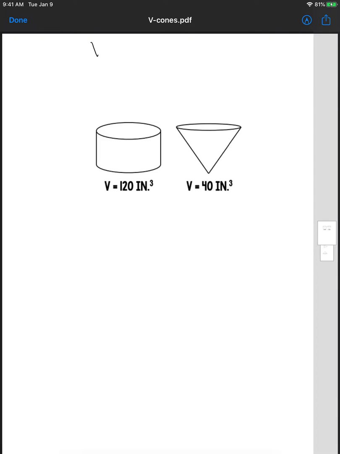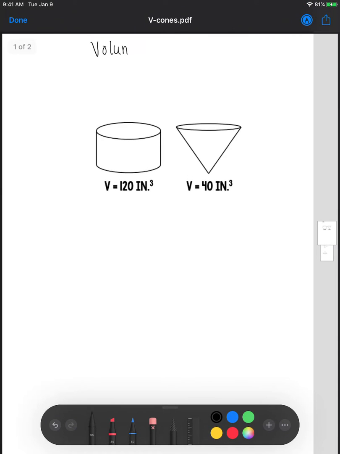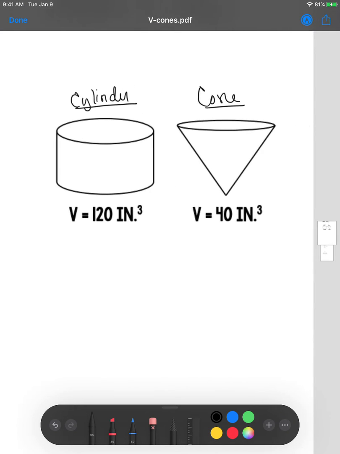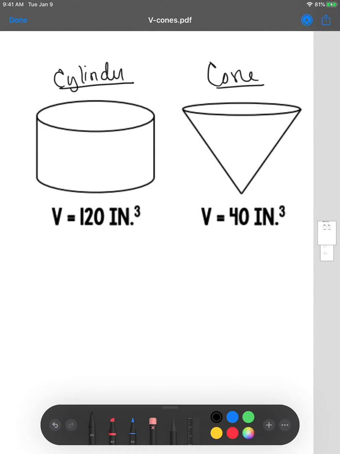All right, we're going to be talking about volume of cones. And of course, this is a cone, and this is a cylinder. And if you recall from the last video, you know that to find the volume of a cylinder, it's V equals BH, where B is the area of the base, and the base is the circle, so you're going to do pi r squared.